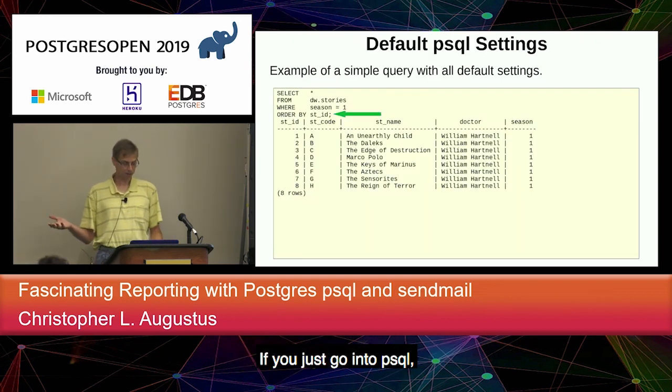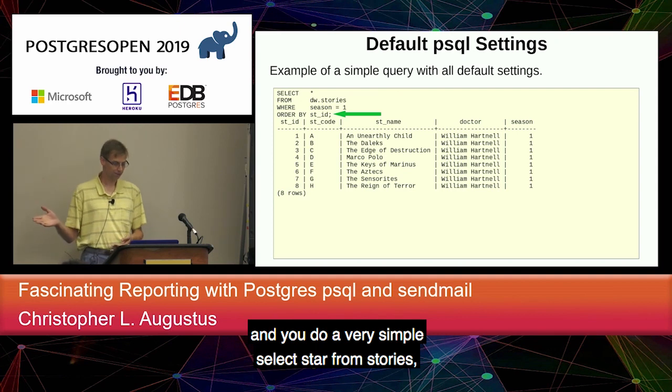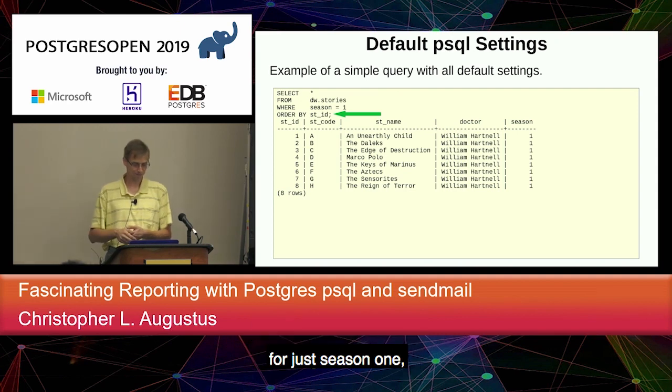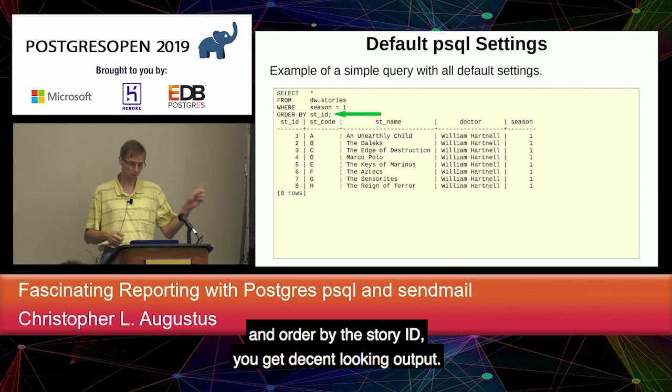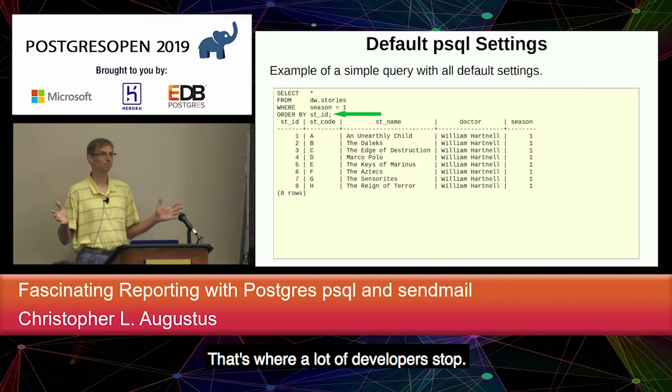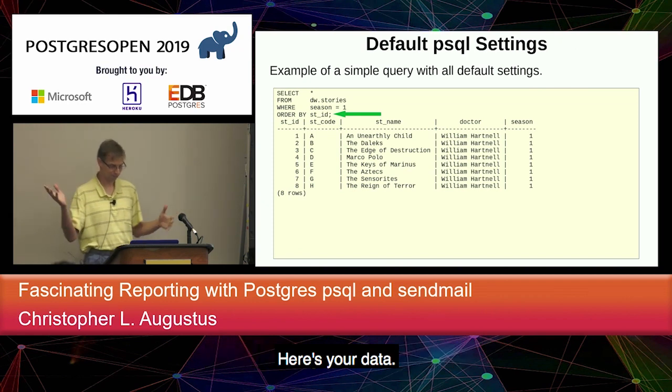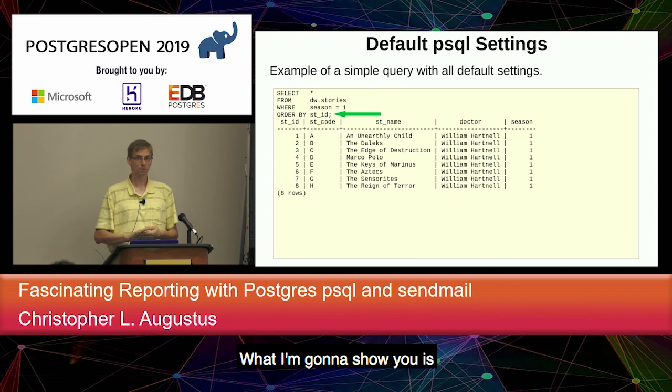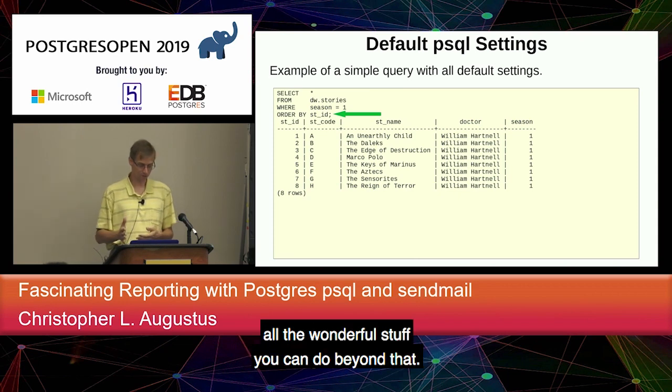This wouldn't actually work anywhere. So if you just go into PSQL and you do a very simple select star from stories for just season one and order by the story ID, and you get decent looking output. And that's where a lot of developers just stop. Okay, yeah, here it is, here's your data. What I'm gonna show you is all the wonderful stuff you can do beyond that.